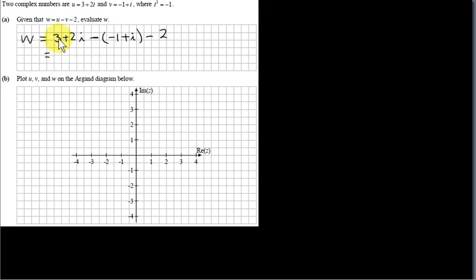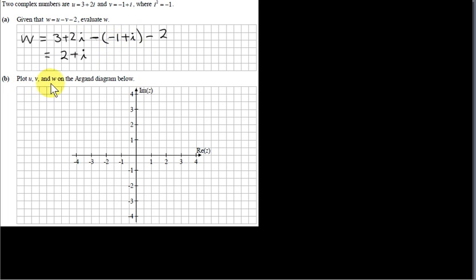So we have 3 minus minus 1, which is plus 1. So 3 plus 1 is 4, minus 2 is 2. Then for the i terms we have plus 2i minus 1i. That's plus 1i. Of course you can write down another line here if you like.